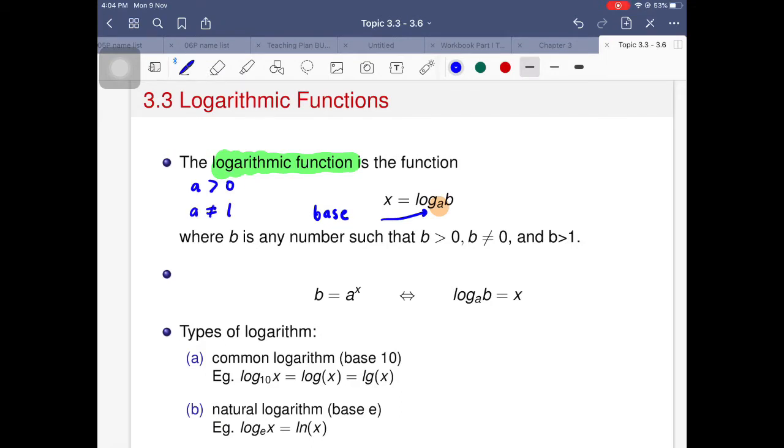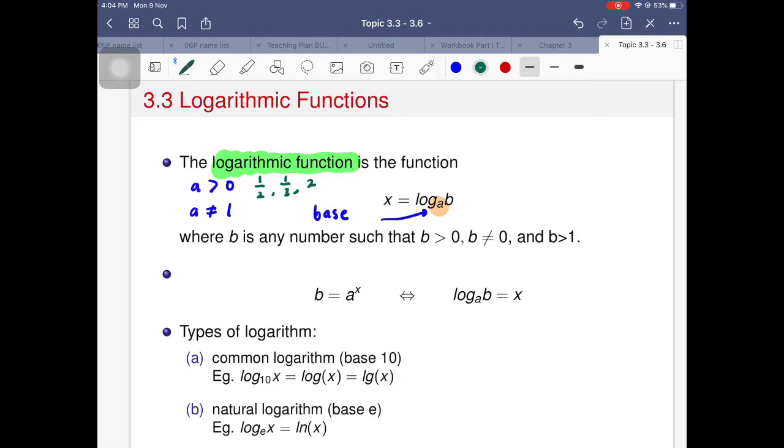You can have any base, for example 1 over 2, 1 over 3, or a value of 2, as long as it is a positive number greater than 0, not including 0, and a cannot be a value of 1. So those are the conditions. And as I mentioned just now, a is called the base.